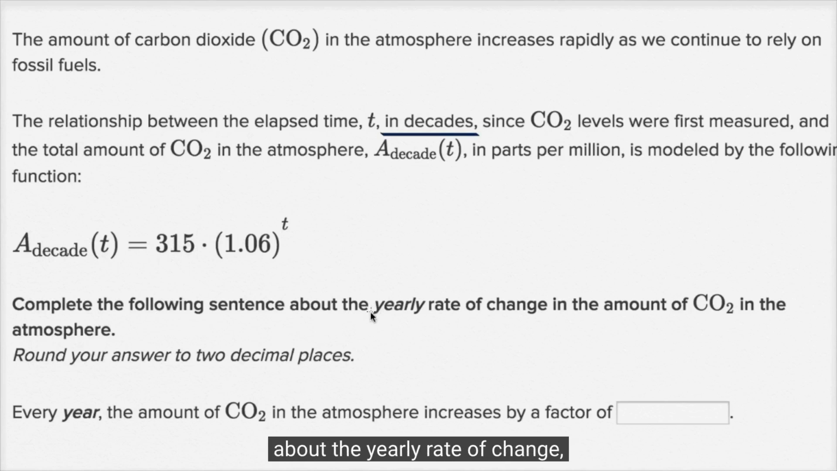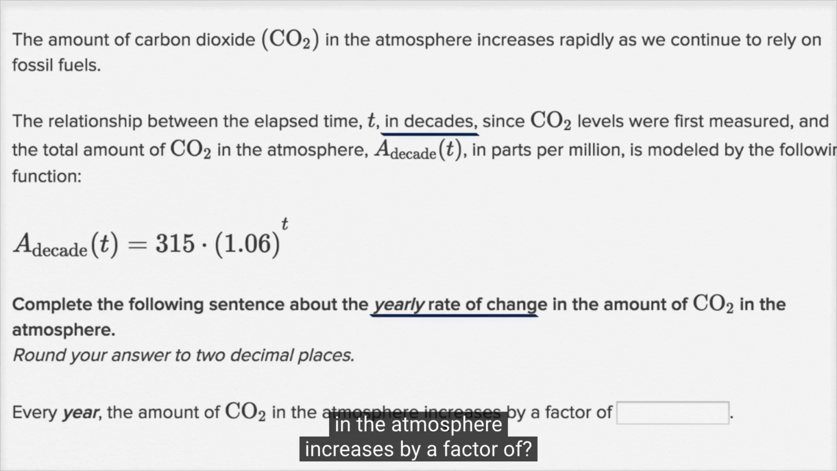Complete the following sentence about the yearly rate of change. The yearly rate of change in the amount of CO2 in the atmosphere. Round your answer to 2 decimal places. Every year, the amount of CO2 in the atmosphere increases by a factor of... if they said every decade, well, this would be pretty straightforward. Every decade, you increase t by 1, and so you're going to multiply by 1.06 again. So every decade, you increase by a factor of 1.06.